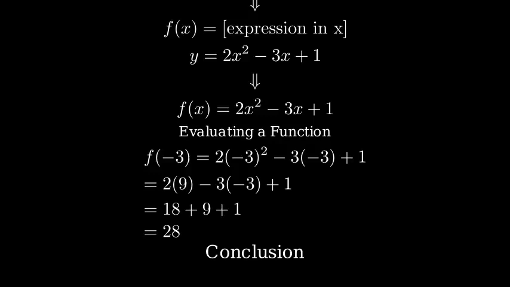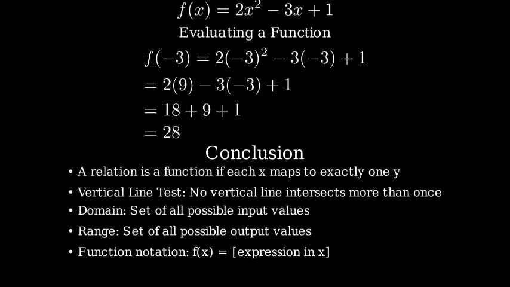In conclusion, a relation is a function if each input value maps to exactly one output value. We can use the vertical line test to determine if a graph represents a function. The domain of a function is the set of all possible input values, and the range is the set of all possible output values. Function notation gives us a convenient way to write and evaluate functions.